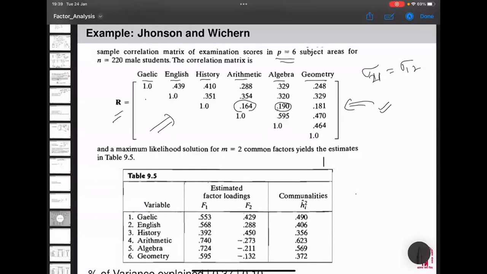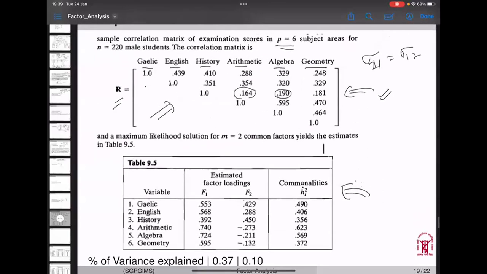We did this on the software, and we found these factor loadings that I told you about. You can see this lambda 11. There are two factors, F1 and F2, and how much is factor 1 contributing to Gaelic? This is 0.533, so this is lambda 11. And how much is factor 2 contributing? This is lambda 12. So this is what is being estimated, which is what I was discussing.